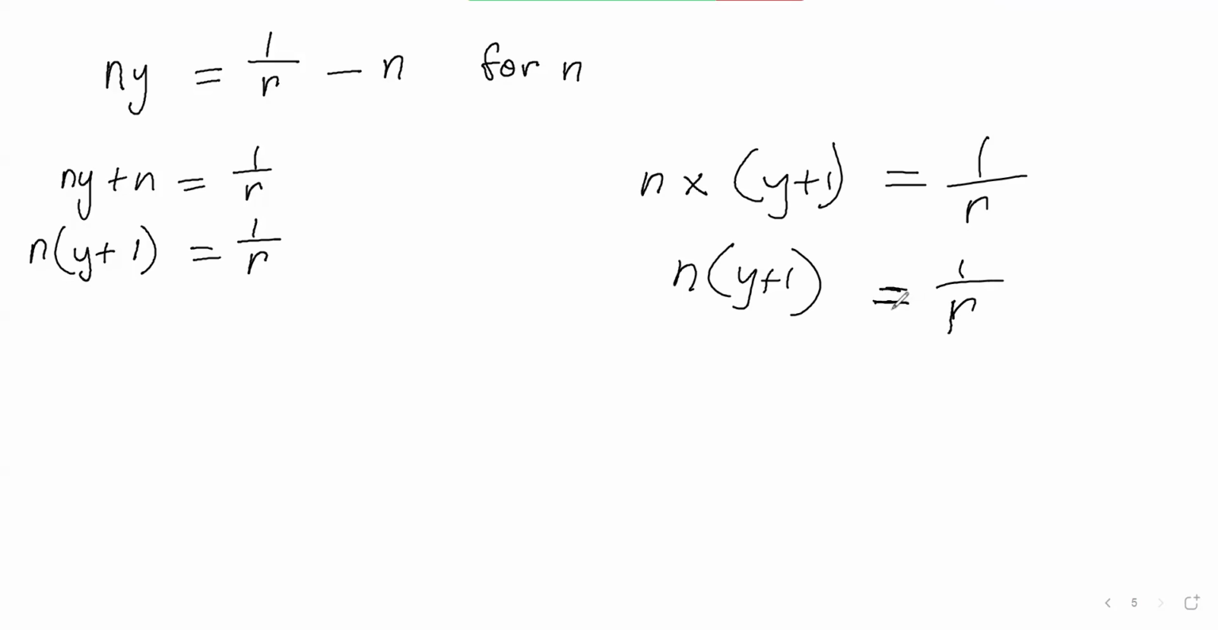What to do, everybody? Somebody, what are we to find? Kiara, how are we going to find for N, Kiara? So divide by Y plus 1 on both sides. Right. So you're going to divide by Y plus 1 on both sides. But the problem is you have 1 over R. So here is how you're going to write it. Divided by Y plus 1.